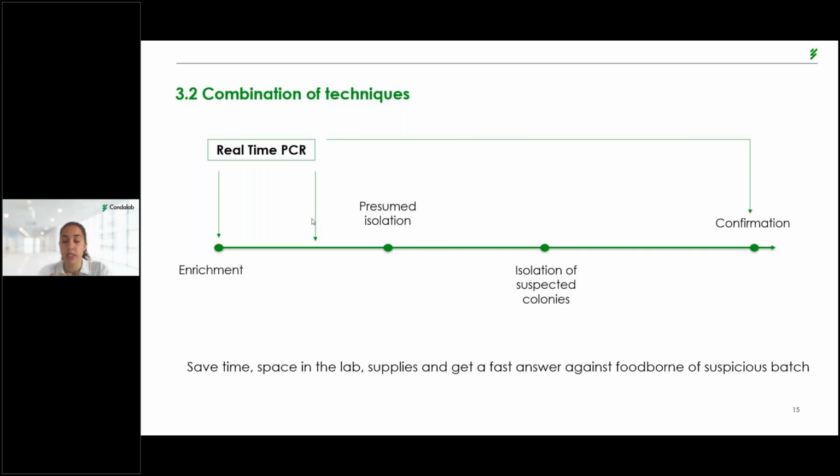And of course, I think the best thing that real-time PCR can give us is that we can have a fast answer against a foodborne or suspicious batch and take measures on it. So this is the way that we can combine them and optimize the ISO method.